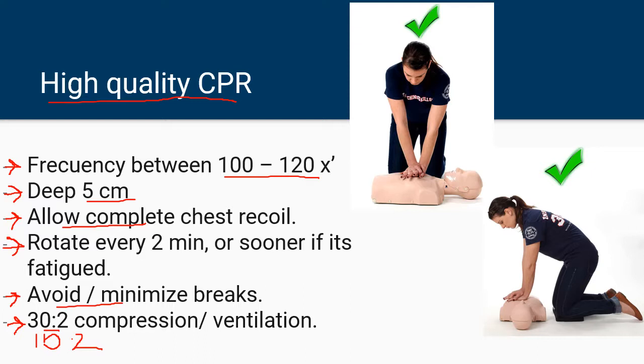The correct position must be with extended arms, because here the force is made by your body. The weight of your body is making the force down. If you flex your arms like this, you will be doing the force only with your arms, and you will get fatigued soon. So the correct position is like that: straight arms, straight back, and the compressions must be located in between the 2 nipples. The body is going to make the force, not the arms.